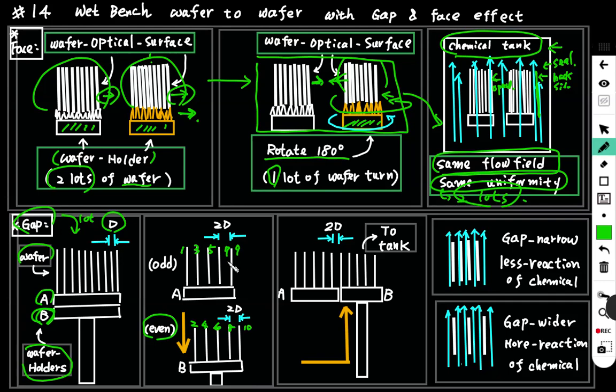And the distance between every wafer now became 2 times of D, 2D. This distance also 2 times of D, 2D. Is bigger than 1D gap.